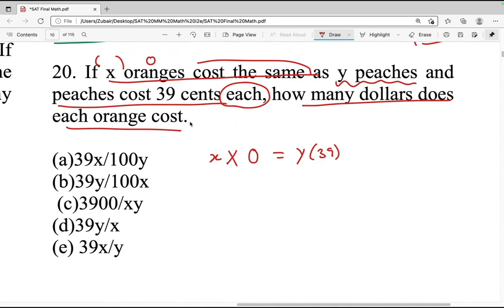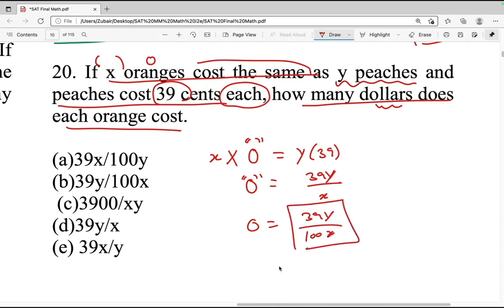So how many dollars does each orange cost? This is what we're going to find. So each orange is going to cost 39Y by X. Now this was in cents. To change it into dollars, that is divided by 100. It's 39Y over 100X, which is option B. Clear? Yes, sir.